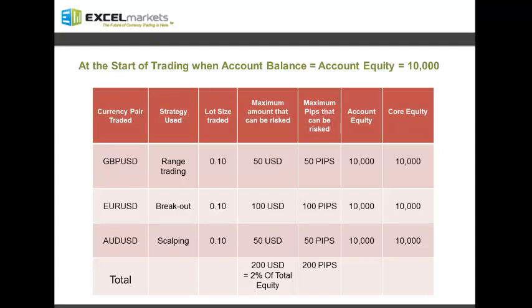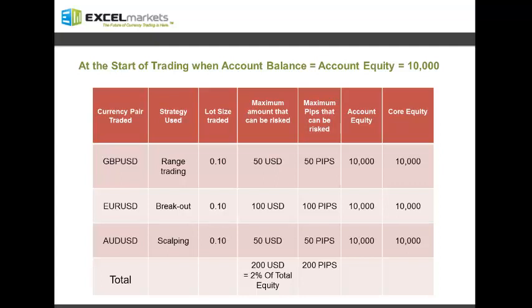Let's consider an example in which we use 3 types of trading strategies for 3 different currency pairs. So at the start of the trading, when the account balance is equal to account equity, which is 10,000 US dollars, I decide to do range trading for the pound-dollar on 0.10 lot size, trade a breakout of the technical pattern for euro-dollar, again on the same 0.10 lot size, and decide to do scalping either with the trend or counter trend for the Aussie dollar, again on 0.10 lot size.